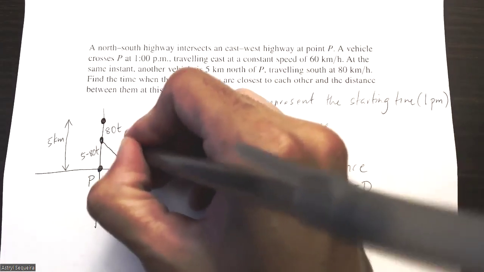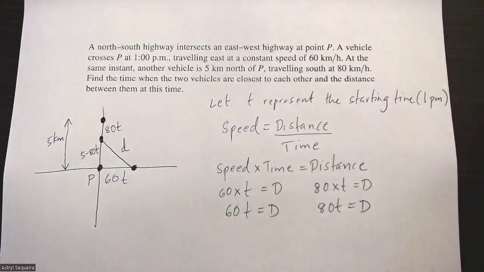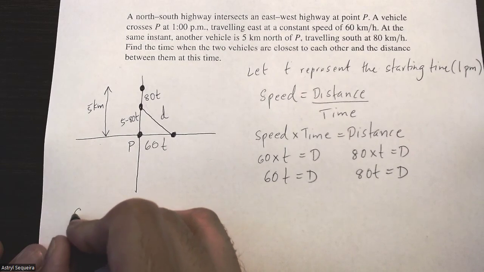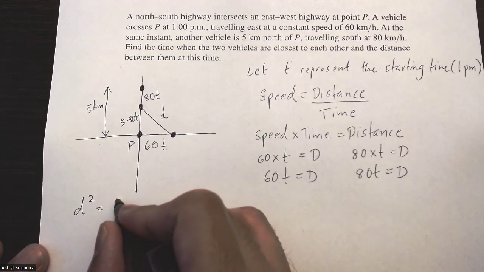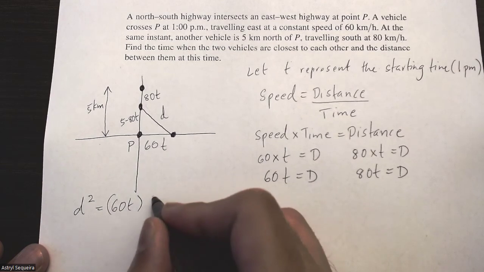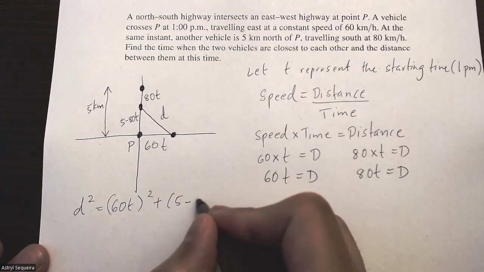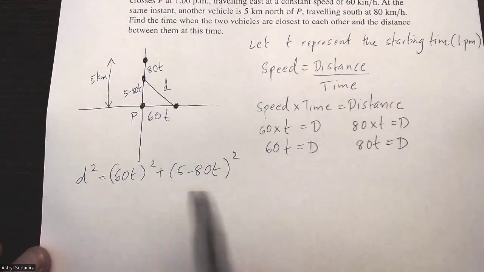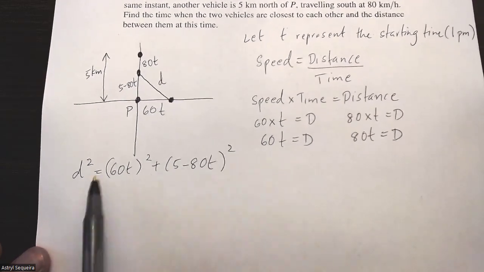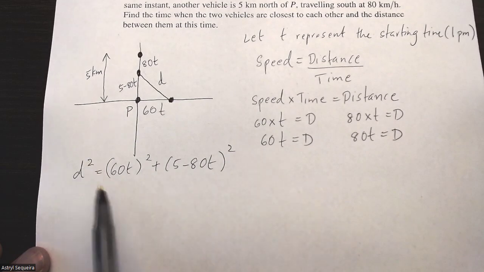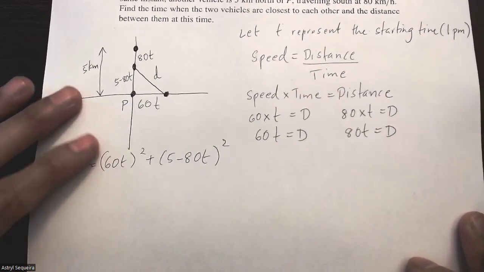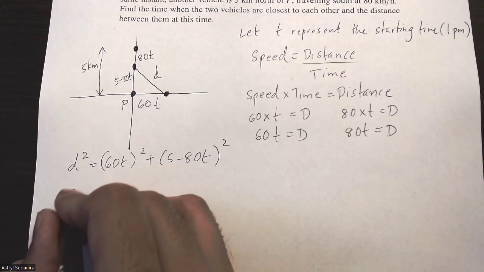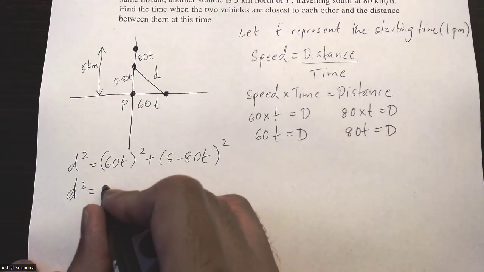And I'll label small d as the closest distance between the two cars in this triangle. So now I can do my Pythagorean theorem. So d squared equals (60t) squared plus (5 minus 80t) squared. And now that I've set this up, I can solve this. I can basically expand it all out, move the square, and then follow my optimization steps to find the closest distance. Let me start by expanding here.